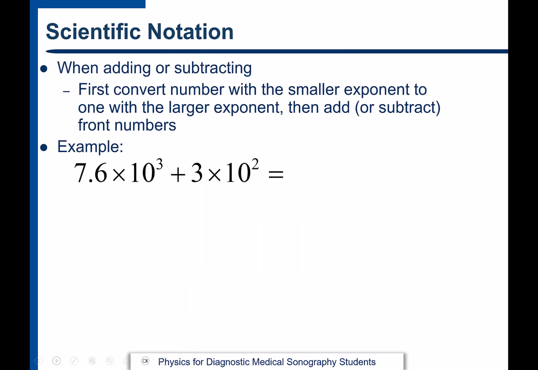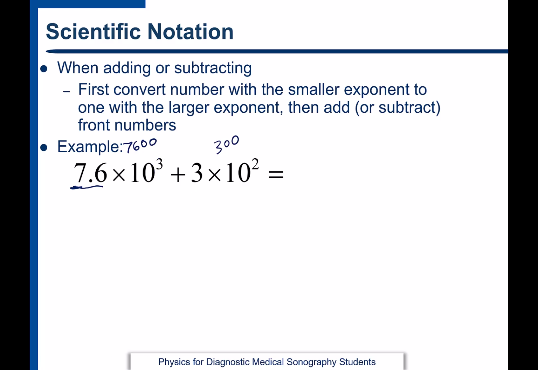The last thing I want to briefly look at is adding or subtracting numbers in scientific notation. One common mistake people make is when they're adding numbers in scientific notation, they think, oh, I can just add the 3 to the 7.6 and I would get 10.6. But that's not right, because we have to think about what this 3 means. You'll notice that's 300, because it's 3 times 10 to the 2. Whereas this 7.6, since it's times 10 to the 3, is 7,600. So we can see that the correct answer would actually be 300 plus 7,600.